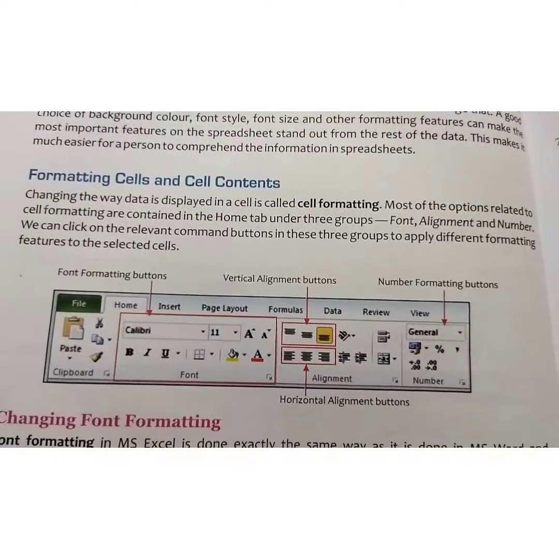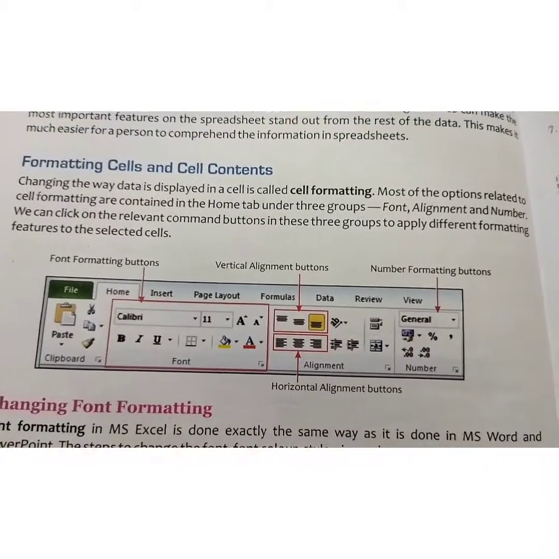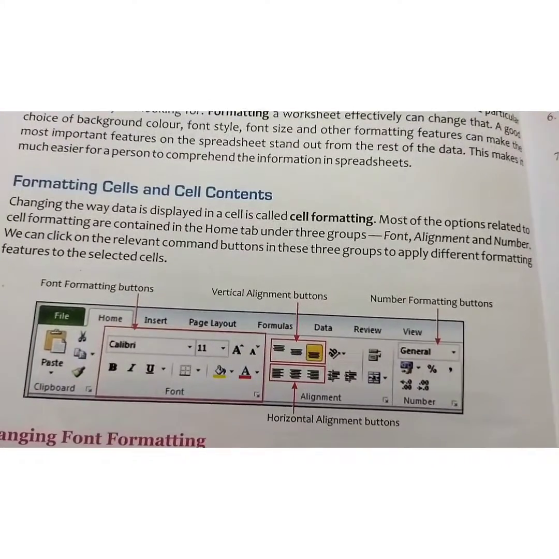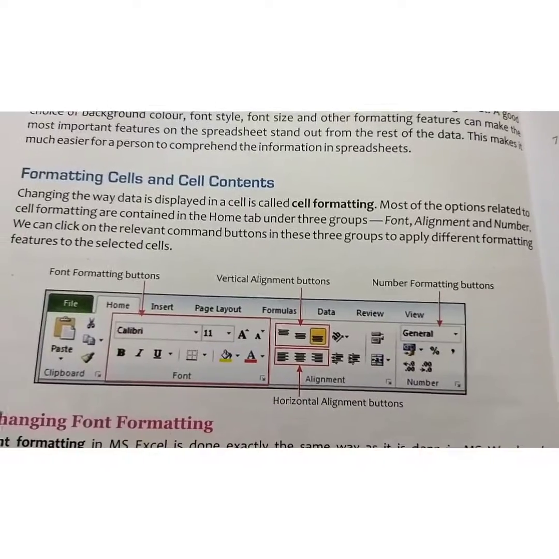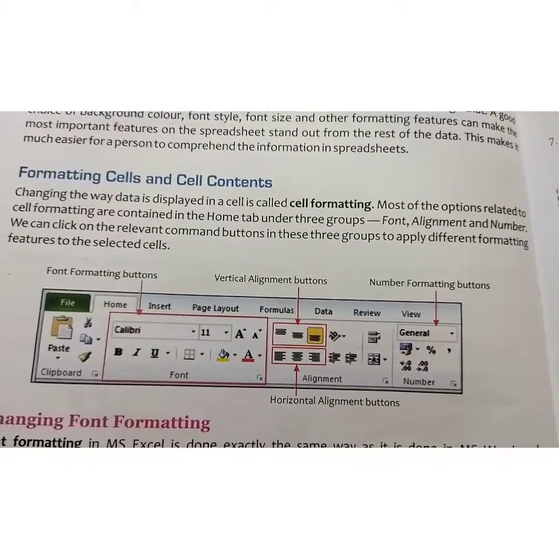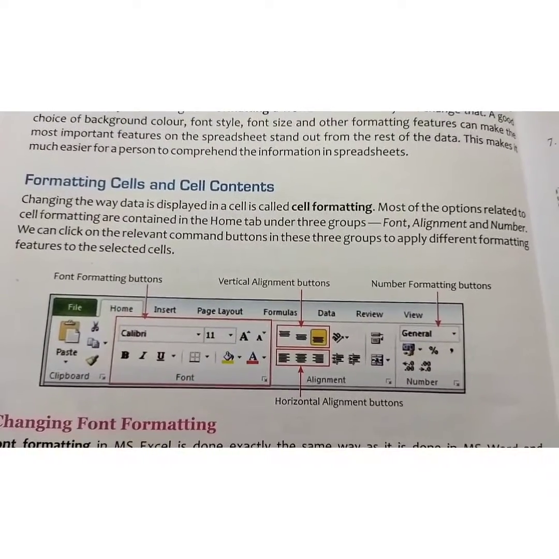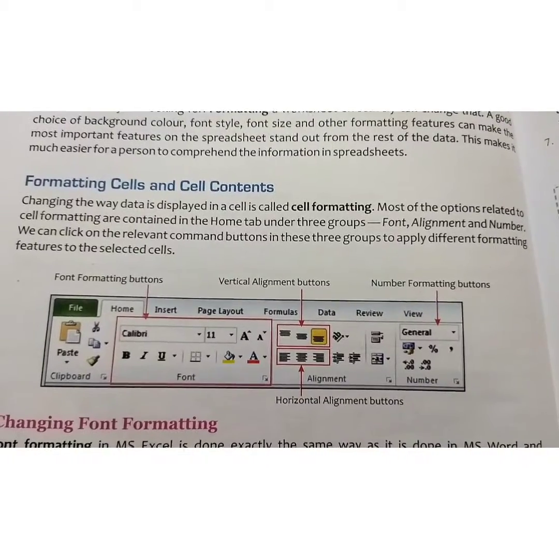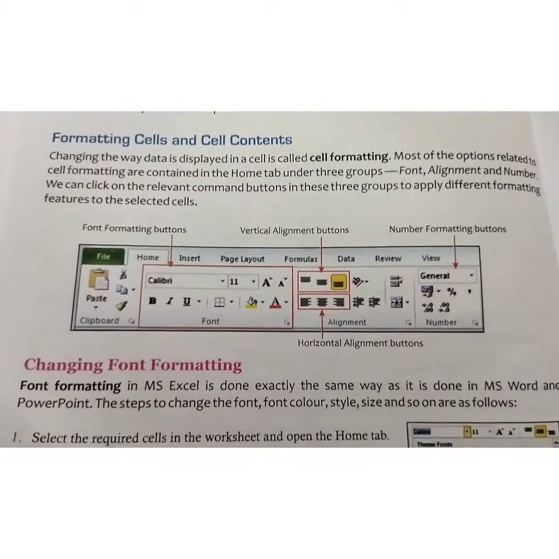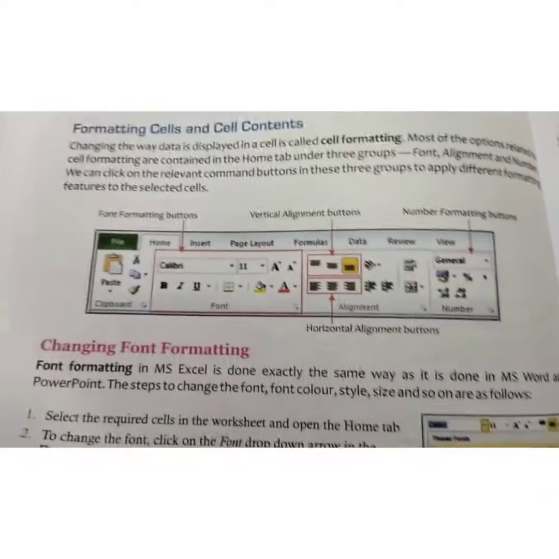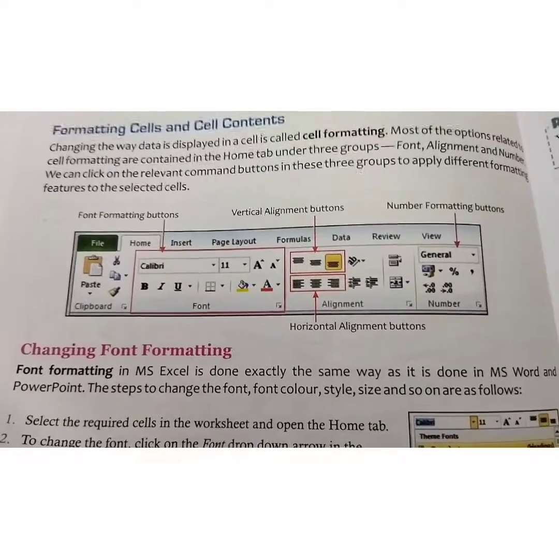Then, student, formatting cells and cell content. Changing the way data is displayed in the cell is called cell formatting. Most of the options related to cell formatting are contained in the Home tab in three groups: Font, Alignment, and Number. So we can click on the relevant command button in these three groups to apply different formatting features to the selected cells. So you can see the different types of formatting options available.